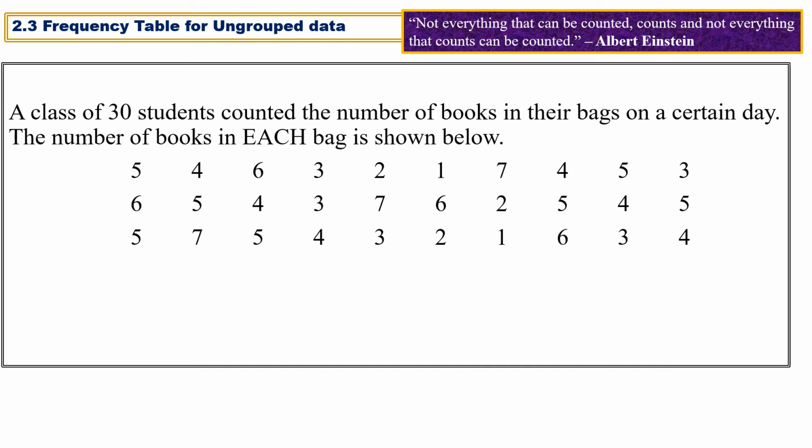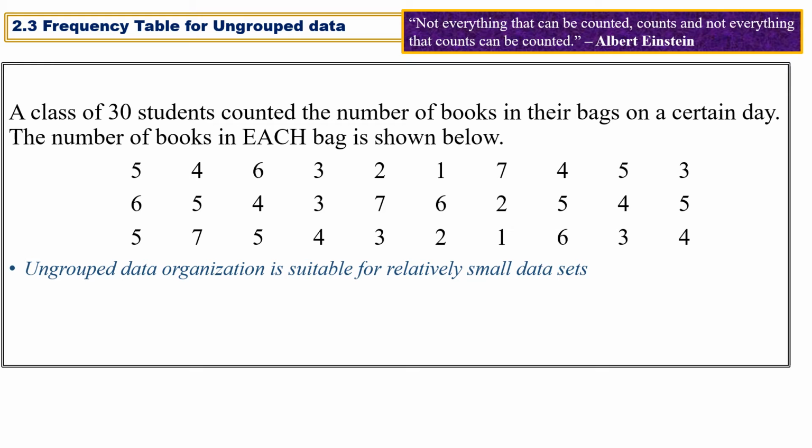So here we have just a scattering of numbers, no structure really applied to it. It's just raw data, raw facts, unorganized, and so it's our job to put some kind of structure to this data, and so we're going to construct a frequency table to do just that. Note well that ungrouped data organization is suitable for relatively small data sets. This is just 30 students, so it should not be a problem to organize the data into single values.